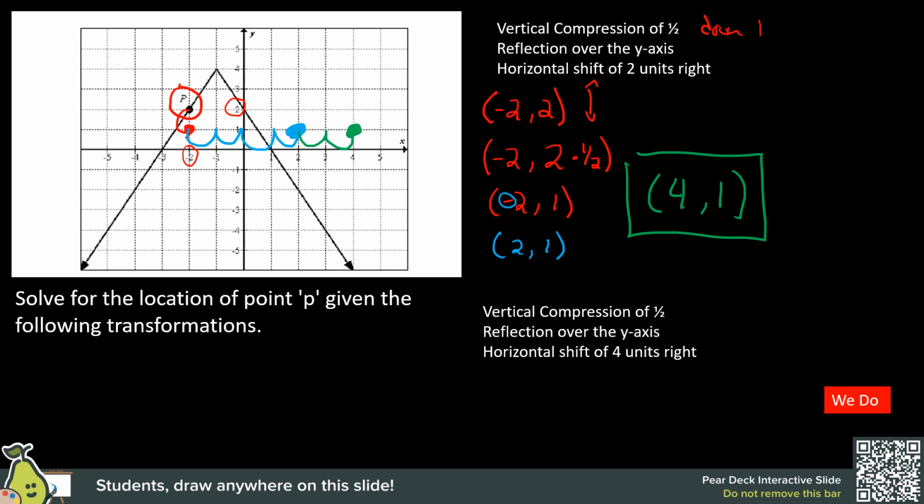Nothing too crazy there. I want you to try this with the next set of transformations. I want you to start all over again. Then you're going to take a vertical compression of 1/2, same steps. This is practice here. Take that reflection, and then I want you to analyze the horizontal shift of 4 units and tell me what happens there. This is your problem.